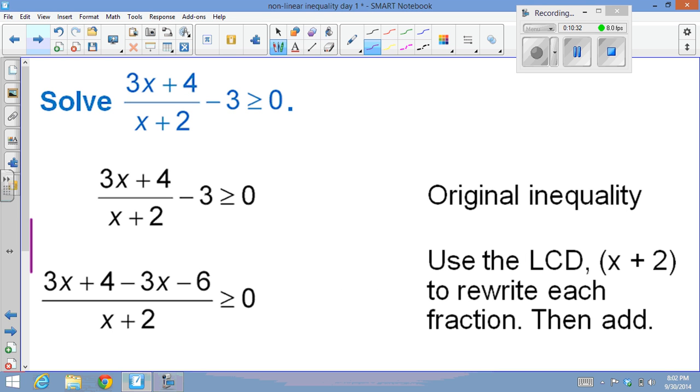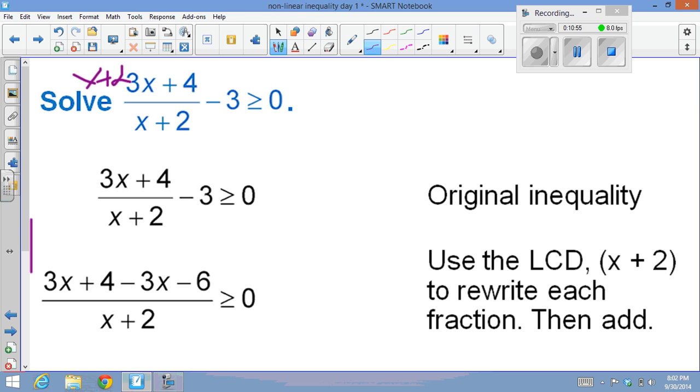Now I'm left with one last thing, which is solving an inequality that's a little bit of a different format. So now I'm still left with my rational function. Actually, it's not a function, it's just a rational equation, and I'm going to have to solve it. In order to solve it, I need to multiply each term by the common denominator, which is x plus 2.